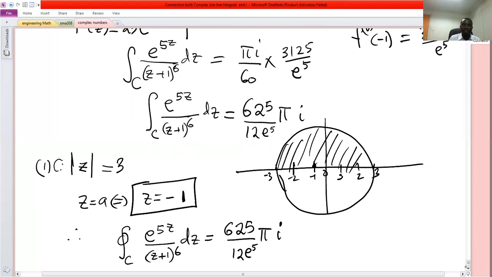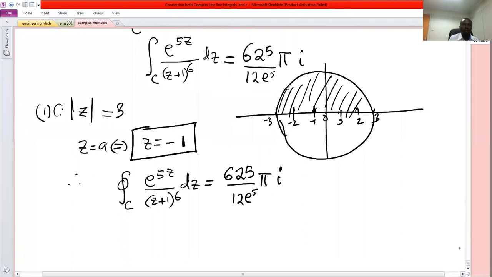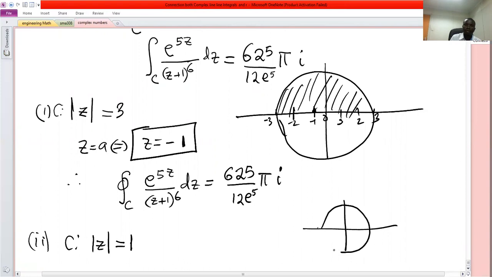Then the second circle was the circle centered at the origin, radius 1. So if you draw that circle, so this is -1, so this will be +1. So this is the origin. Now, our point is z equals -1. So this is the a value.